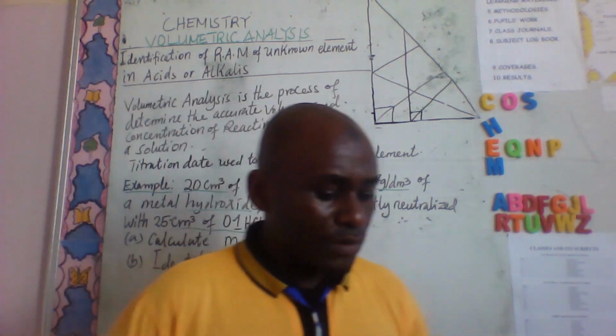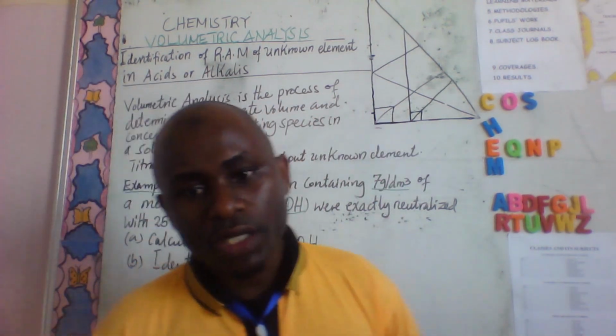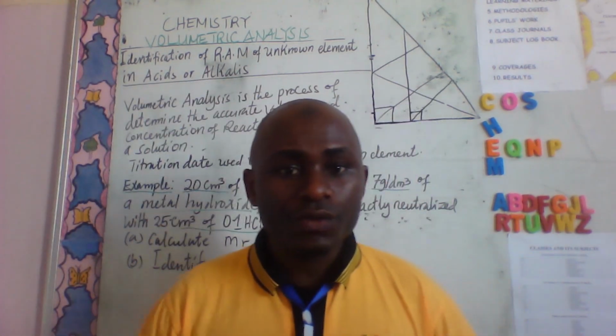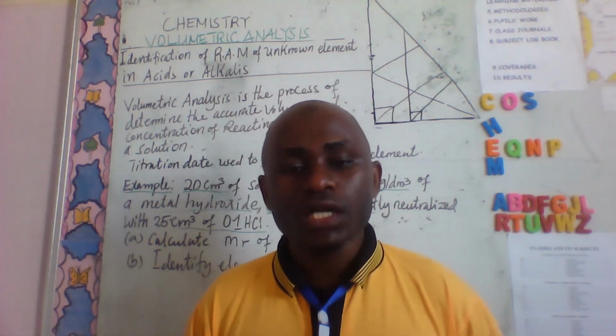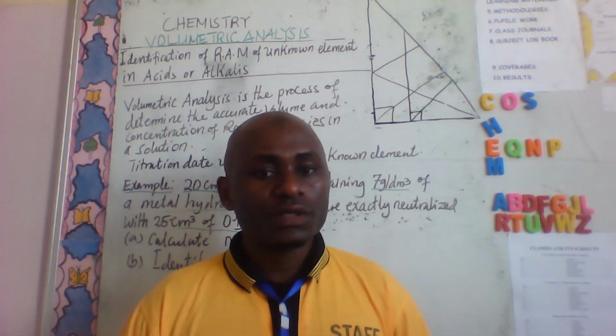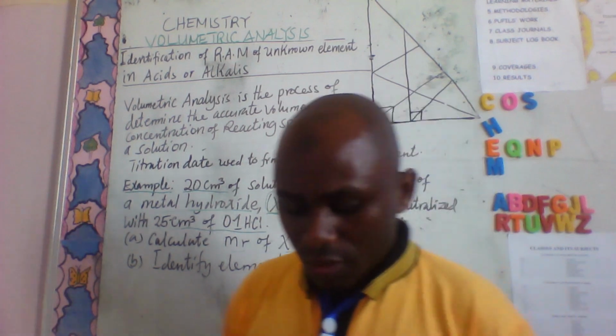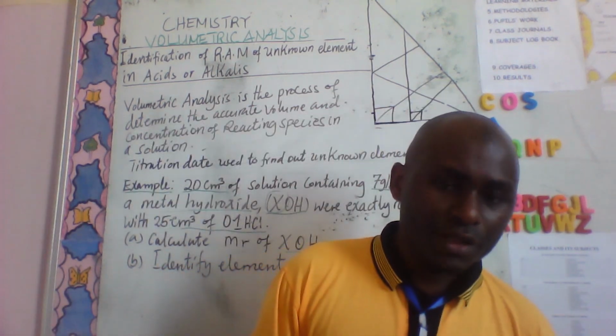In order to find out the relative atomic mass of an unknown element, according to the nature of this question, we are supposed to find out the relative atomic mass of one compound. Then we will substitute in order to find out the relative atomic mass of the given element.